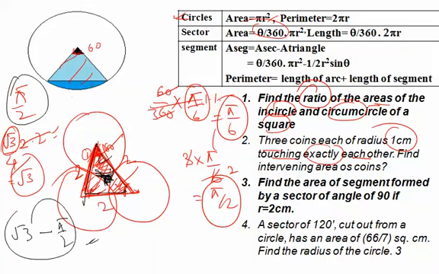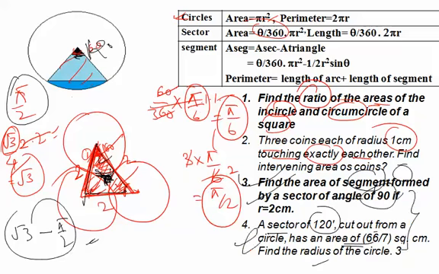Next question is a simple one: find the area of the segment formed by an angle of 90 degrees. You can use the direct formula. And the next question: a sector of 120 degrees is cut from a circle, find its area. This is also based on the direct formula. You can try these two questions yourself.